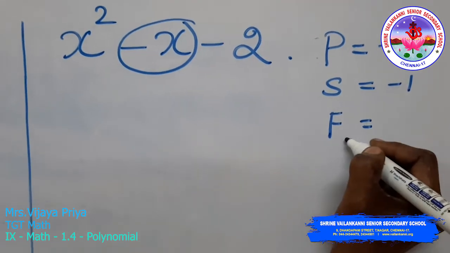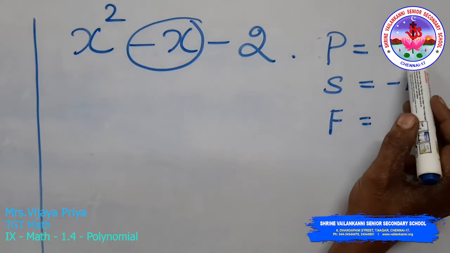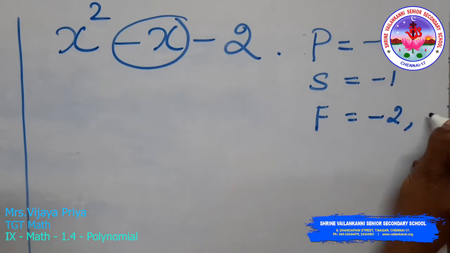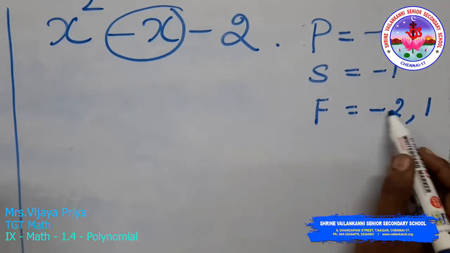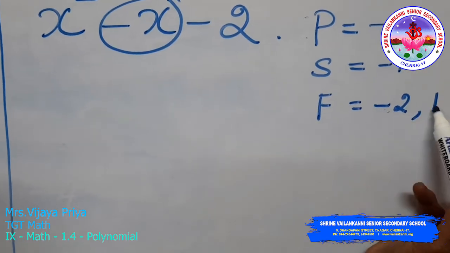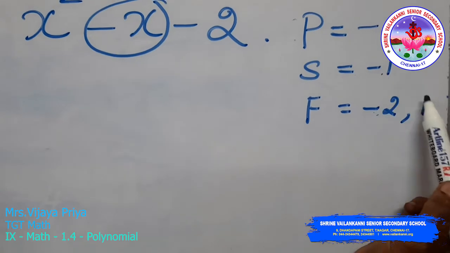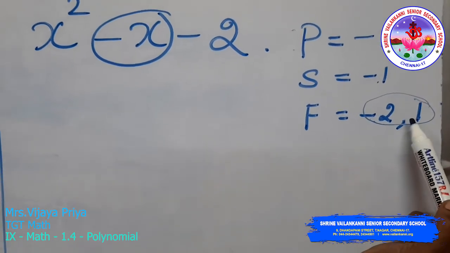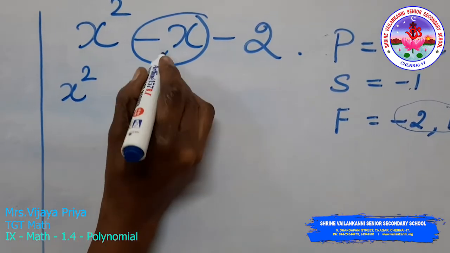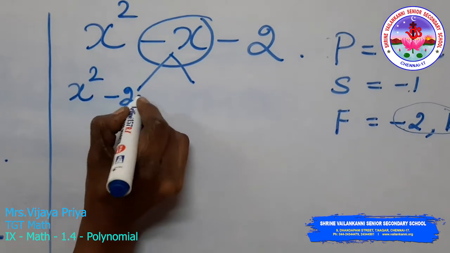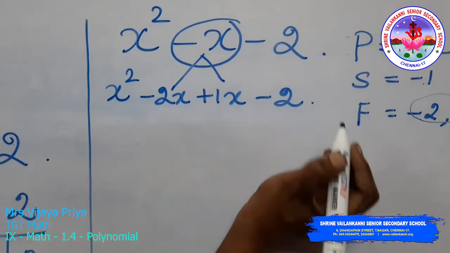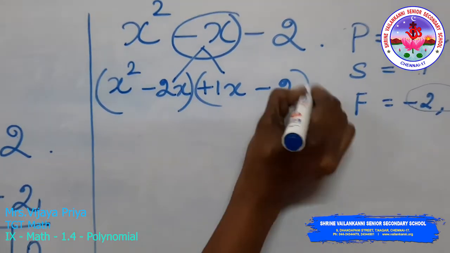So factors for the product, here the product is minus 2. I am taking this as minus 2 and 1. If I multiply minus 2 into 1, I get the product as minus 2. If I add minus 2 plus 1, I get minus 1. Using these factors, I am going to split up the middle term. X squared, where my middle term has been split up as minus 2x plus 1x, writing the last number as it is. So 4 terms, grouping into 2.